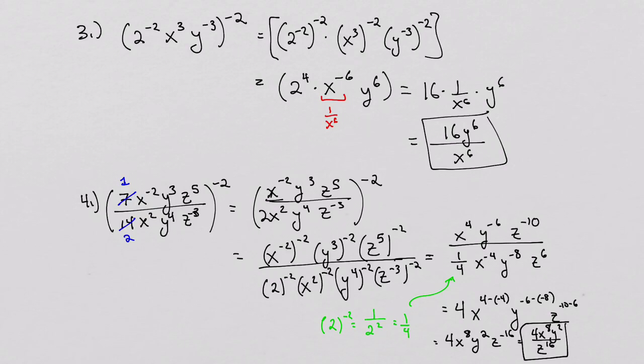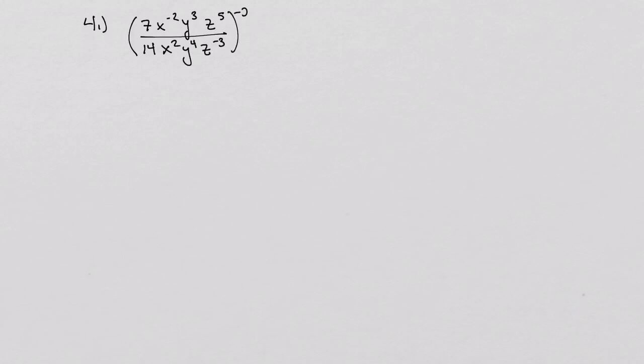So that was a mouthful, and I actually would like to do one more version of it, the same problem, but show you a different way to do it so that you can see that there are multiple ways to do everything. So, to try it a different way, number 4, that's going to be, once again, in parentheses, 7x to the negative 2, y to the 3rd, z to the 5th, over 14 x squared y to the 4th z to the negative 3rd, all raised to the negative 2.